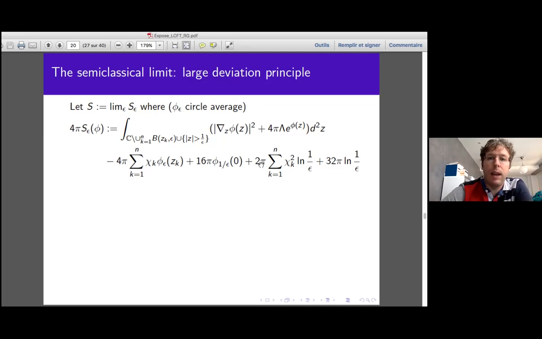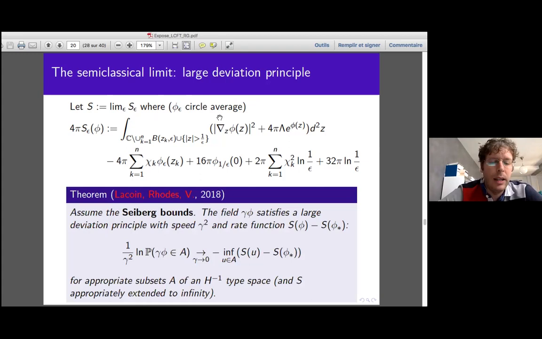Now, if you do that and you go to the limit, you get something which is meaningful when you have a smooth function which has logarithmic singularities around the points zk with a weight chi k. So you can show that this converges if you take such functions. And what we did is we showed that this is a rigorous definition of this action that I wrote.